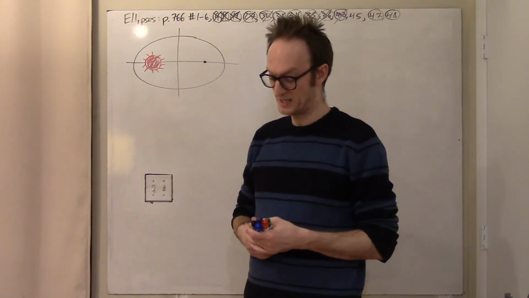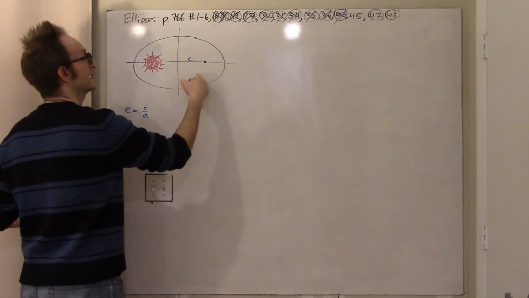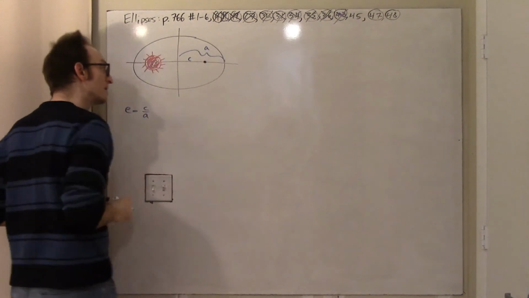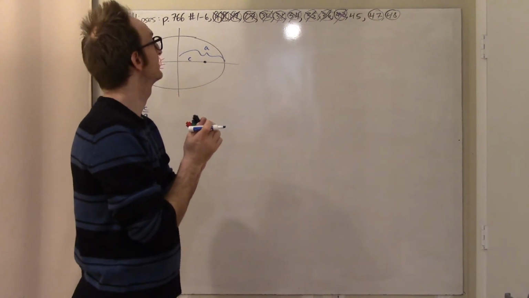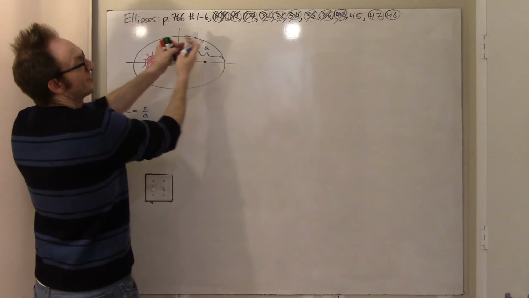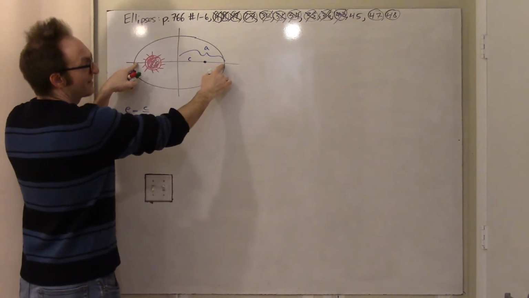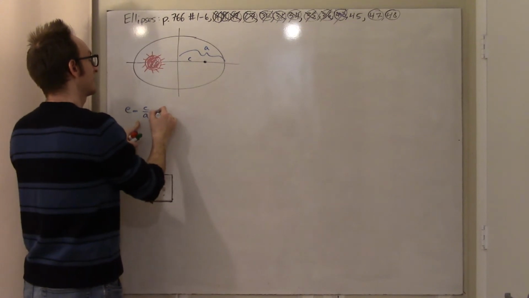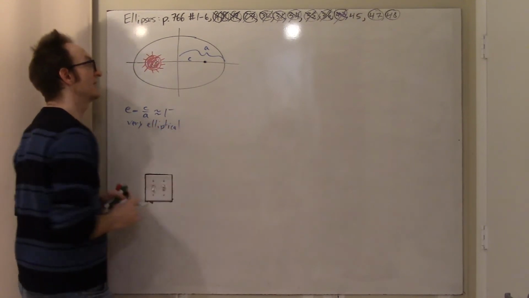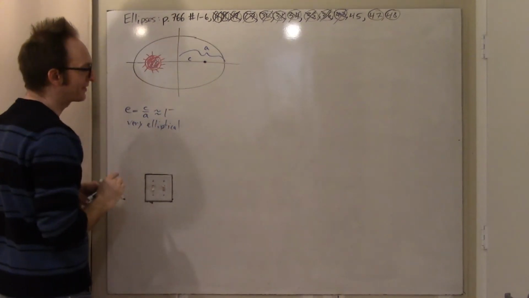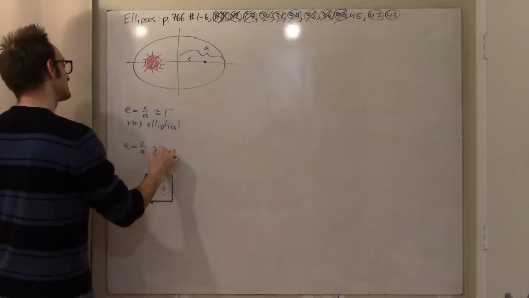Remember that eccentricity is c over a. If the ellipse is very stretched out, it means the foci are going to be very, very close to the vertices. Then the difference between c and a is only going to be a little bit less than 1. This is very elliptical, you might say. The flip side is if the foci are very, very close together, then c is very, very small, and in that case the eccentricity will be close to 0.